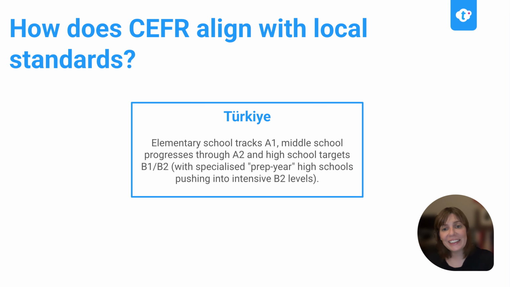And then finally in Turkey, elementary school is A1, middle school progresses through A2, and then high schools focus on B1 and B2. If students are at a specialized prep high school, they may be at a slightly higher level, around a B2, moving into a C1.